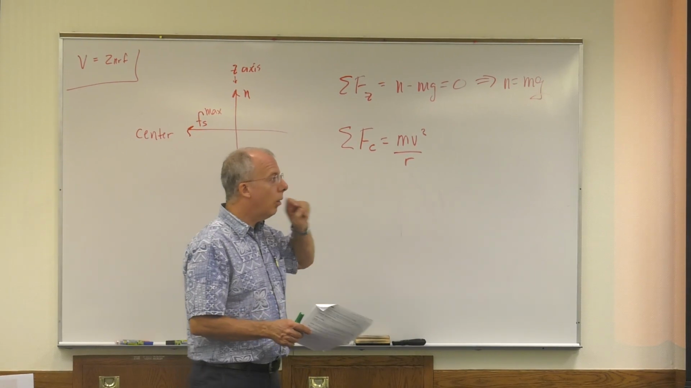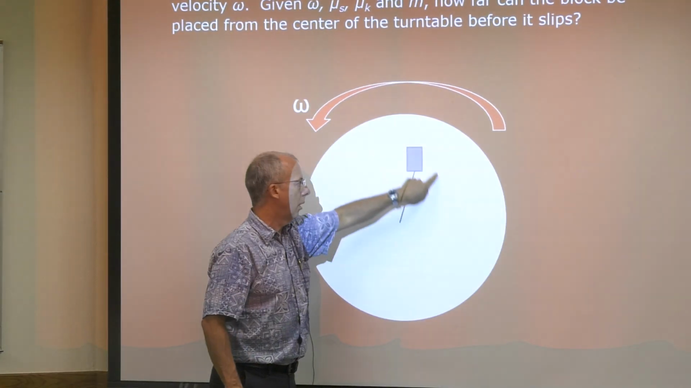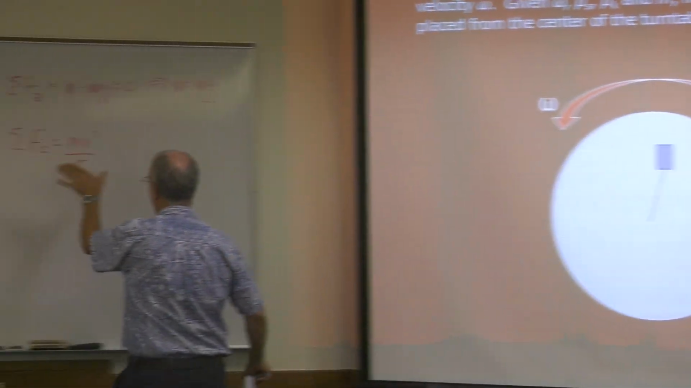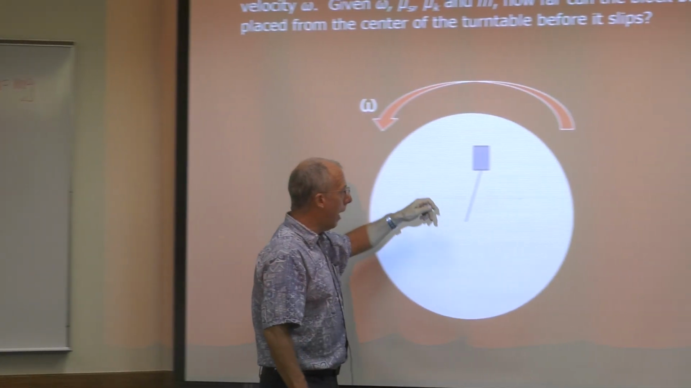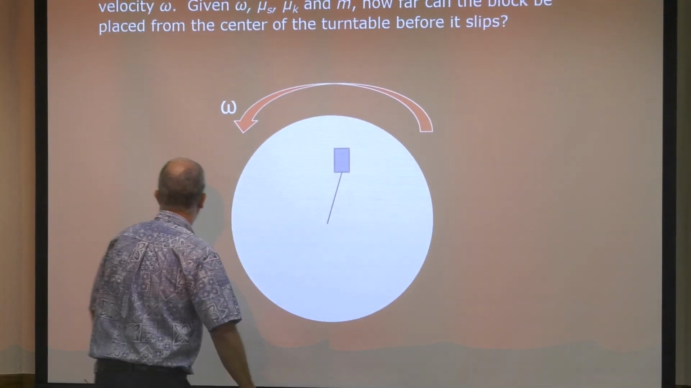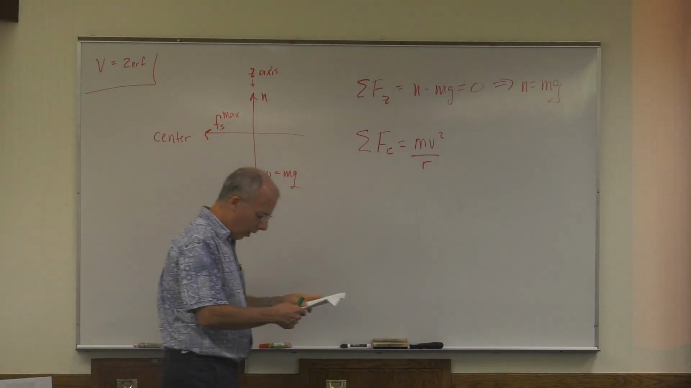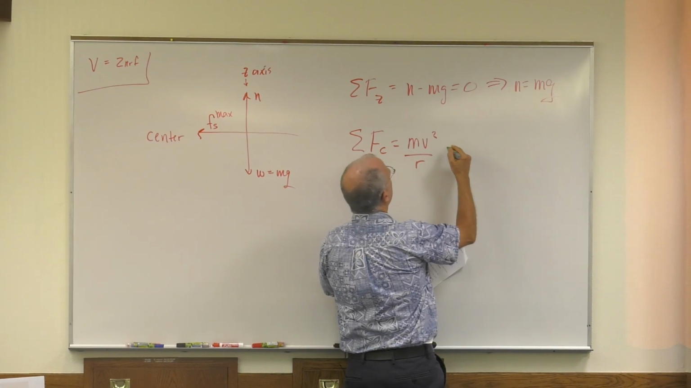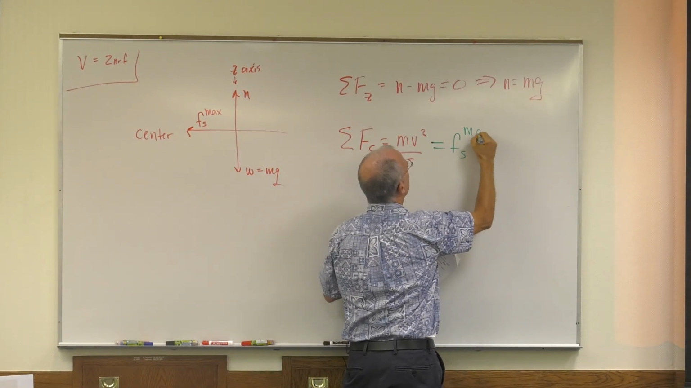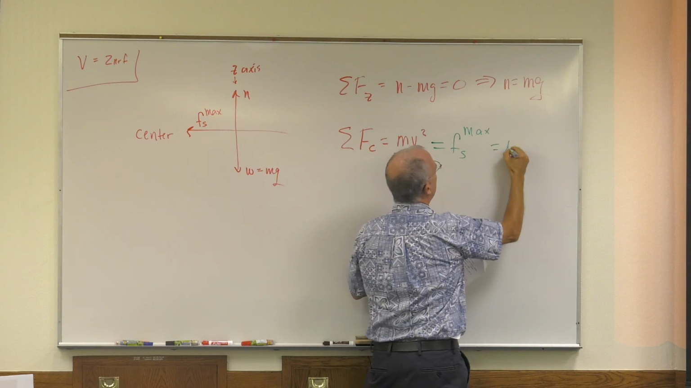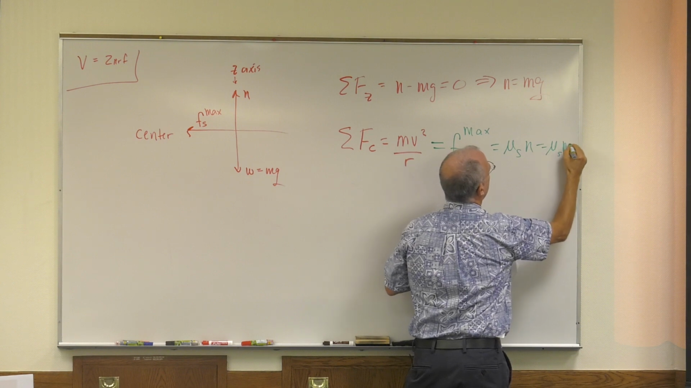Okay, so we know that there's a centripetal force because this thing is going in a circle. So we write this down because it's always true. But what we have to do is identify what the centripetal force is. Well, we did that with our force diagram, Fs max. So all we have to do is write this thing is equal to Fs max. And that, of course, equals mu S n, which, of course, is mu S mg.